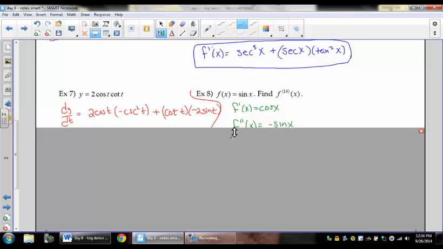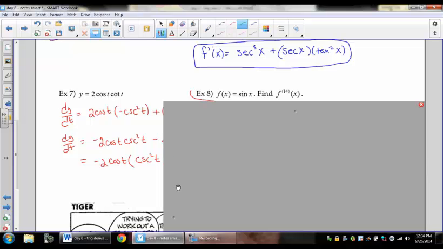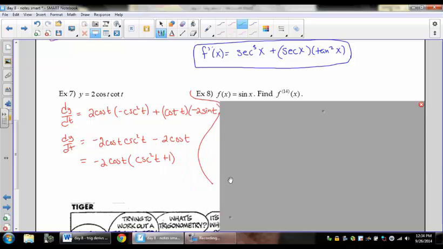All right, like I said, quick, I'm going through these here. Number 7 and number 8 I really want to talk about, so we'll do these kind of one at a time. Number 7, we have another product rule. My derivative is 2 cosine times negative cosecant squared, plus cotangent times negative 2 sine t. So then I kind of rewrote this and got negative 2 cos times cosecant squared minus 2 cos. And I figured, you know what, that's a lot of negatives, and I can kind of pull out a negative 2 cosine. So I did that and was left with this behind.